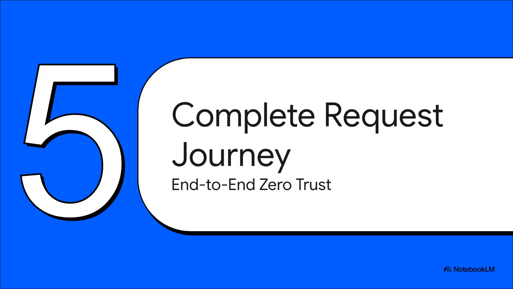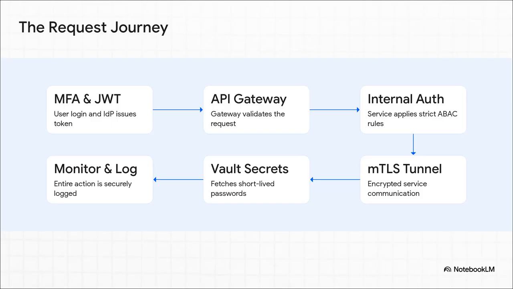All right, bringing it all home with Part 5, the complete request journey. Now that we've got all the puzzle pieces, let's look at a day in the life of a secure request. Step 1, you log in with MFA. Step 2, the identity provider issues your JWT keycard. Step 3, your request hits the API gateway. Step 4, the gateway aggressively validates that JWT. Step 5, the internal microservice gets the request and validates the JWT again. Step 6, it asks OPA for ABAC authorization.